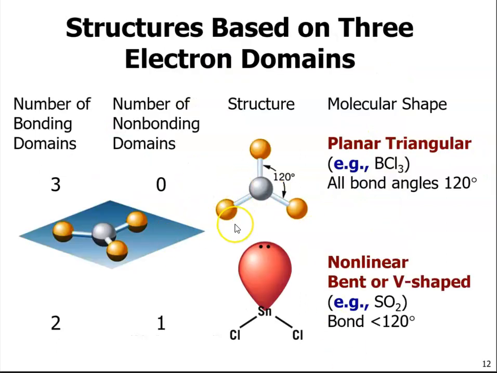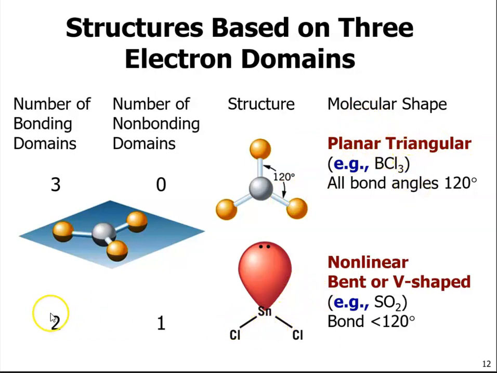Here's a description of what happens when we start to take away bonding domains versus the non-bonding domains, or lone pairs of electrons. Let's start with 3 bonding domains. We have the trigonal planar shape here. Boron trichloride is an example of this. We'd have the boron in the middle and the 3 chlorines on the outside. 120 degree bond angles. The shape is trigonal planar.